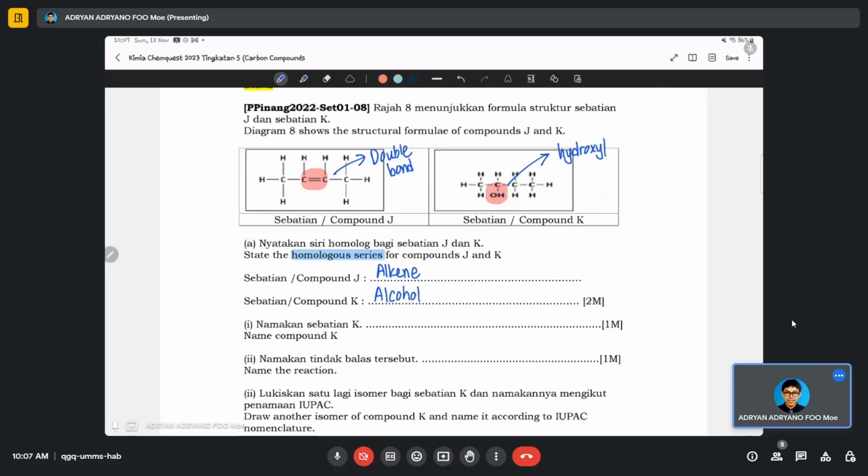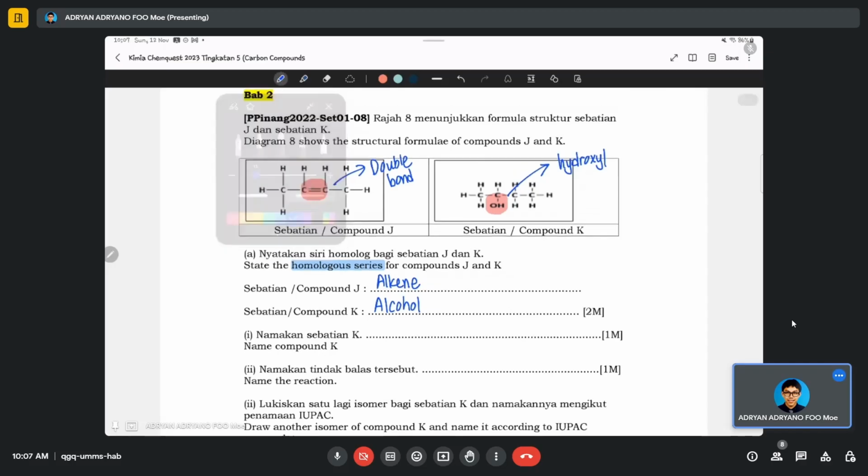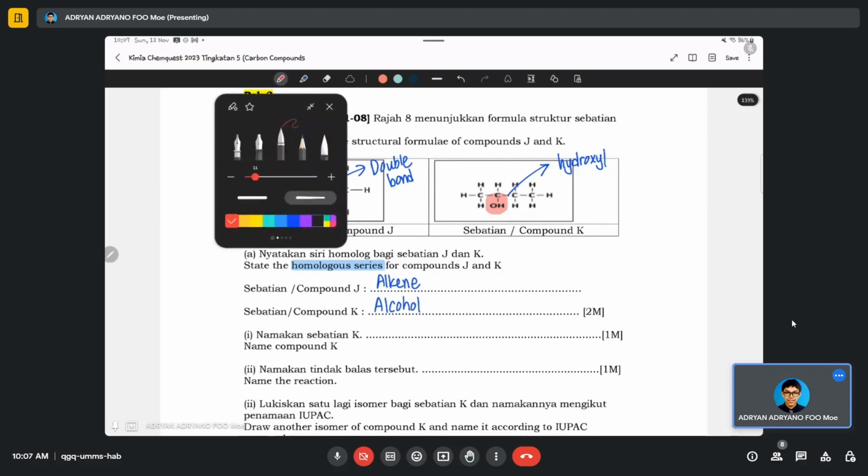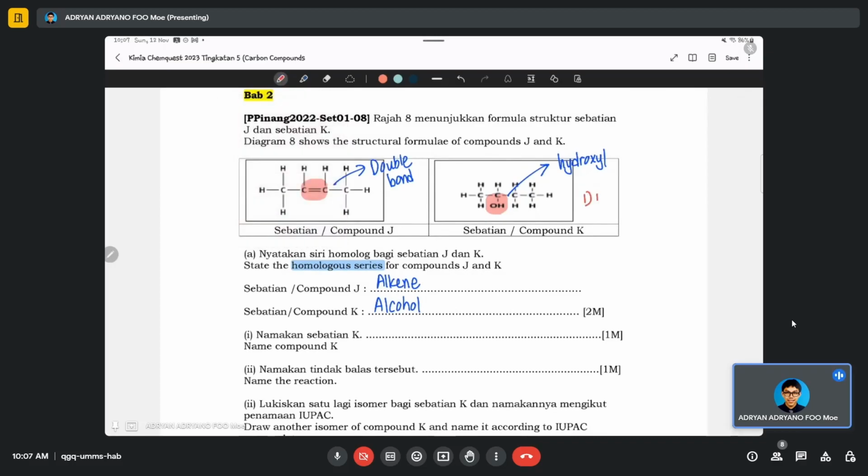Okay, so when you want to determine the name of a compound, okay, 我们有那个技巧 we have the technique. So technique, first one, determine the functional group. Okay, 这个是第一个 step.